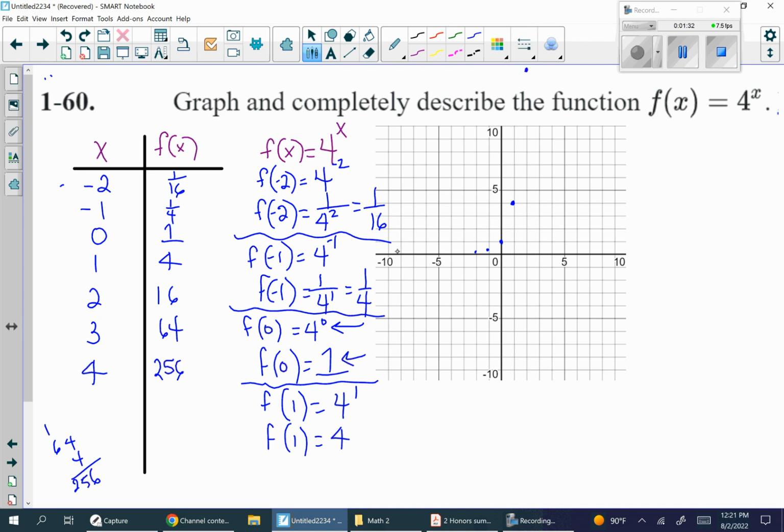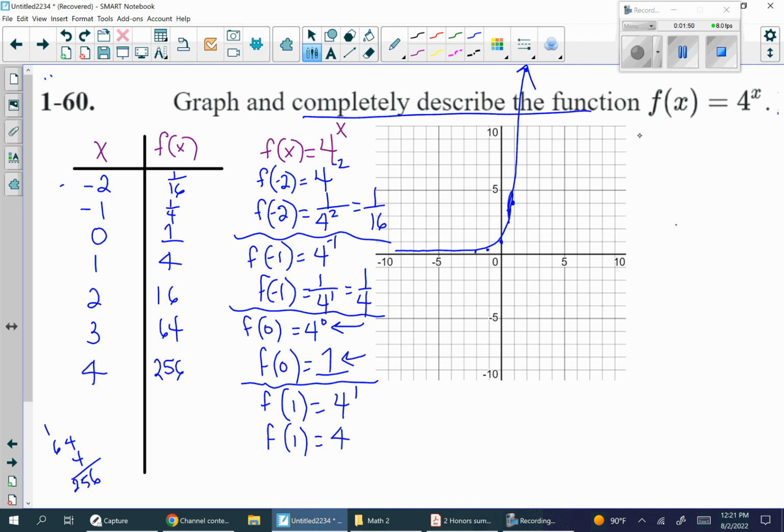Okay, so what we have here is a graph that's going to grow super crazy fast, like that. And I disconnected that. Oops, a little messy, but we get the idea. Okay, so what we're being asked to do then is to completely describe it.